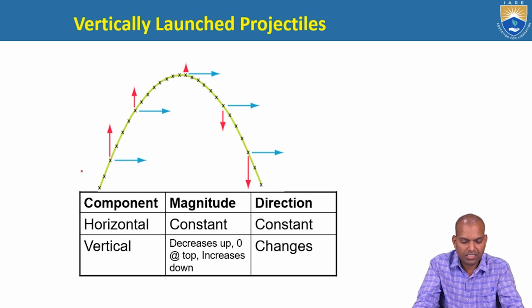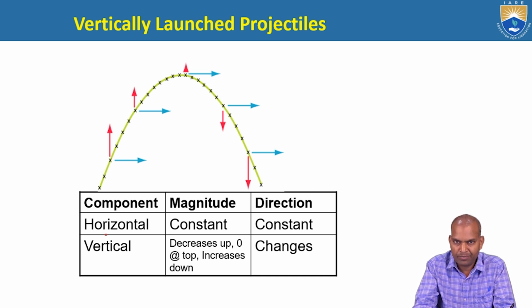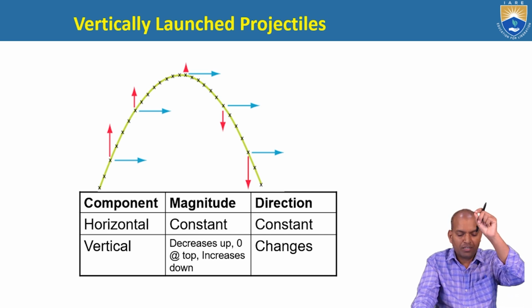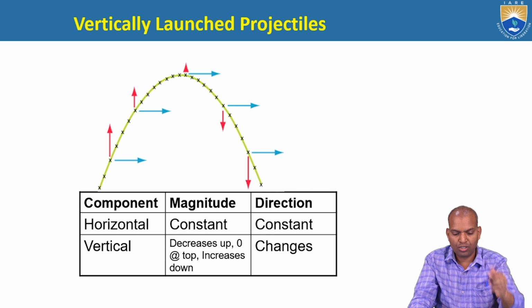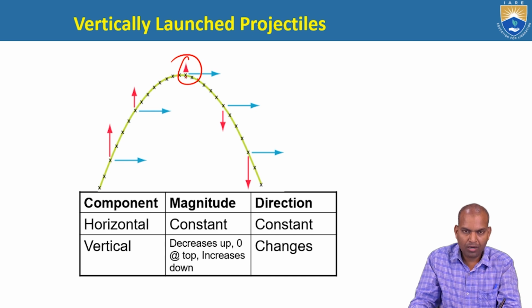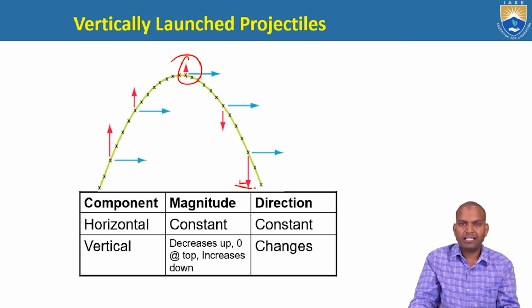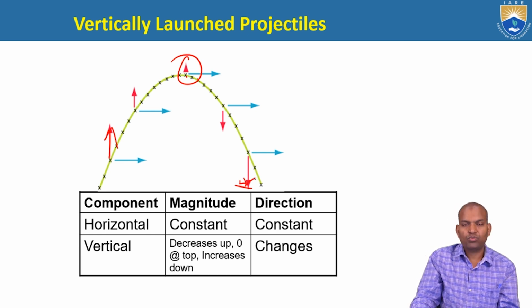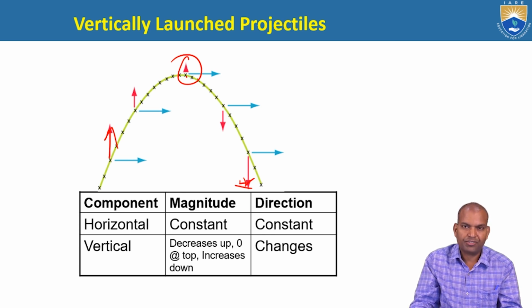Now the components, as we discussed, for vertically launched projectiles: the horizontal component doesn't change, it remains the same in both magnitude and direction, whereas the vertical component decreases going up, and it is 0 at the top, and increases when it comes down. The magnitude, that is the velocity component, becomes 0 at the top. And the direction changes: it is upward on the way up, and when it comes down, it is downward. That's what happens in vertically launched projectiles.